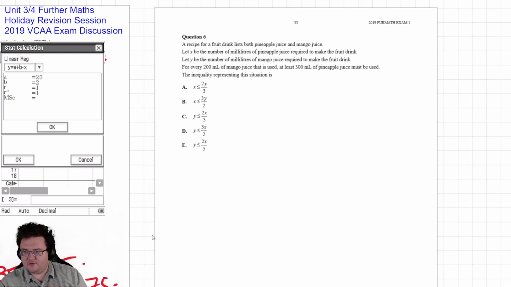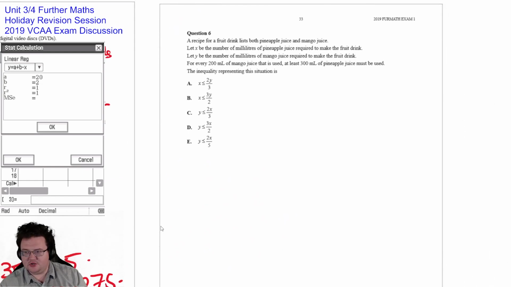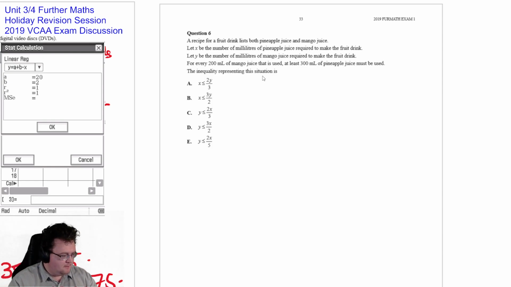Question 6. A recipe for a fruit drink lists pineapple and mango juice. This question looks familiar. For every 200 milliliters of mango juice that is used, 300 milliliters of pineapple must also be used. At least. X is pineapple, Y is mango.